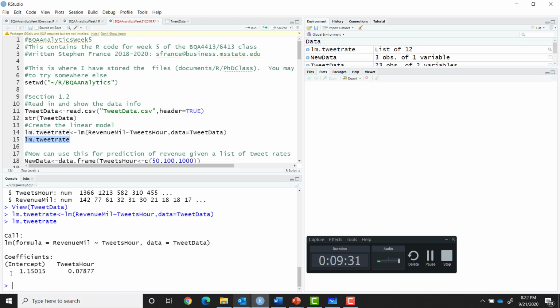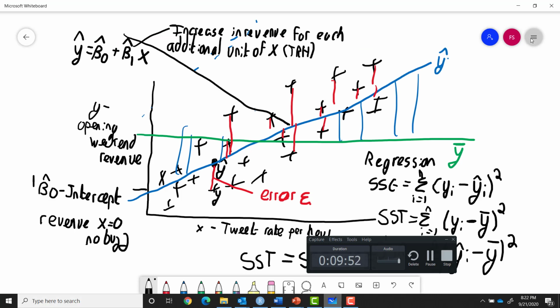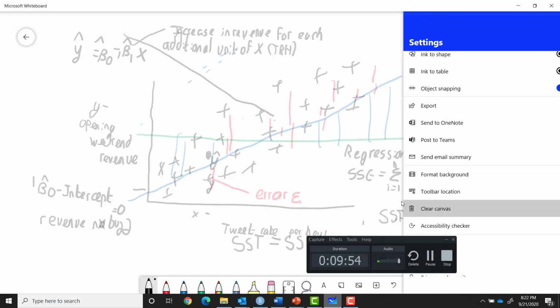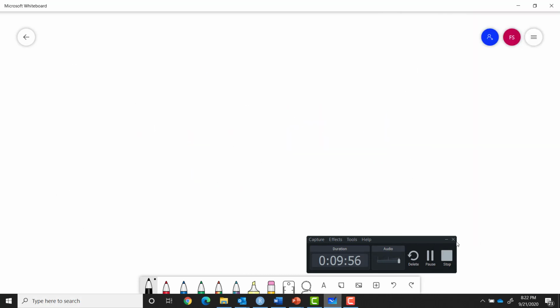So we call it, and then we get these actual values, which are the beta 0 and the beta 1. And we can actually make predictions from these. So let me go back to our little whiteboard.